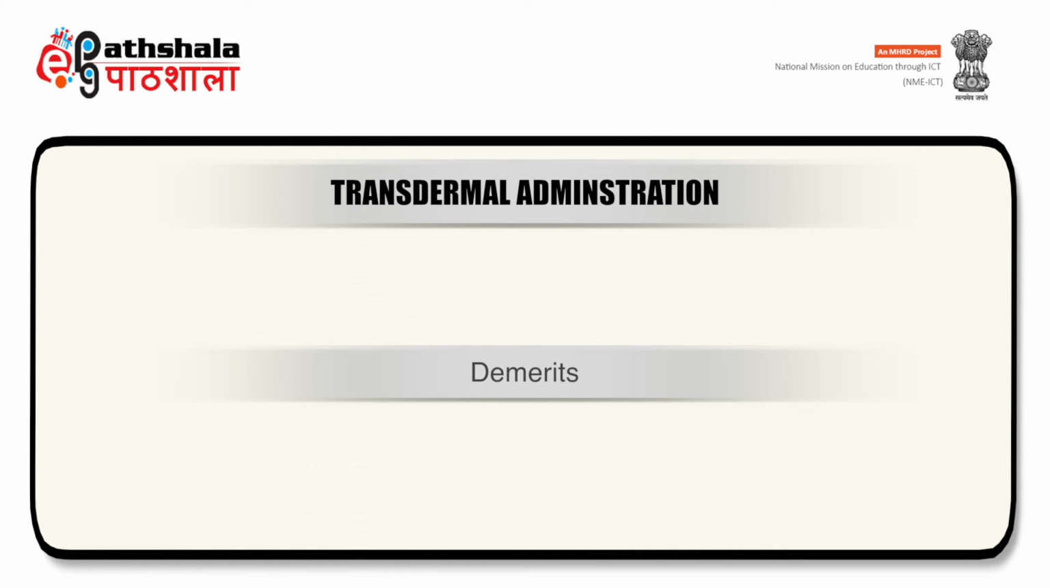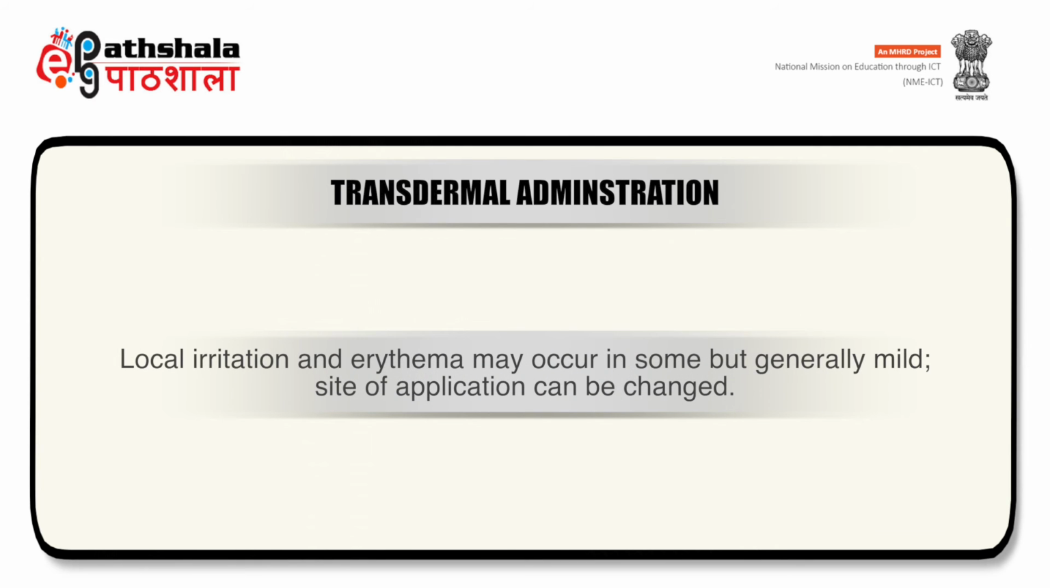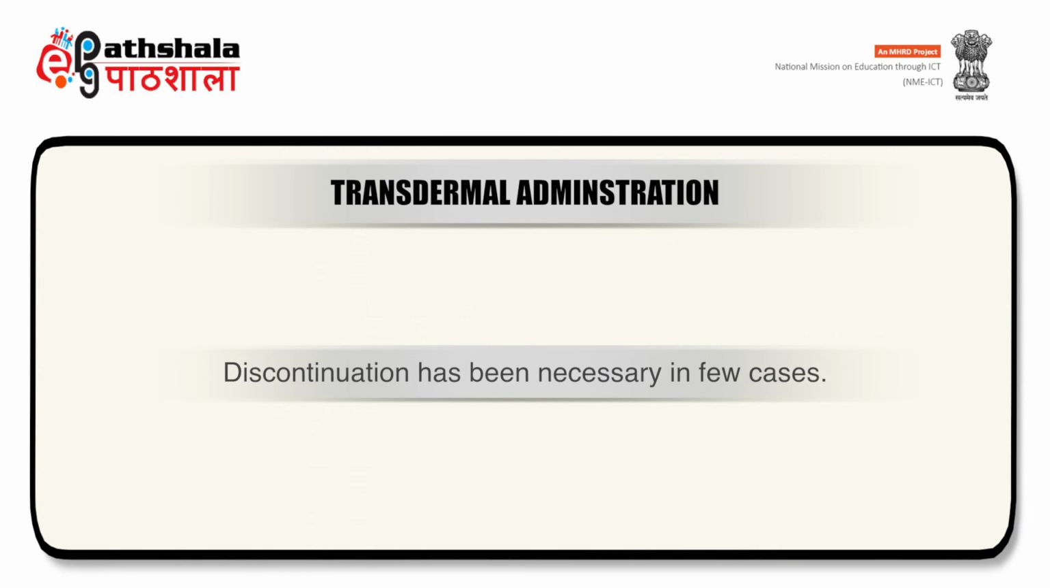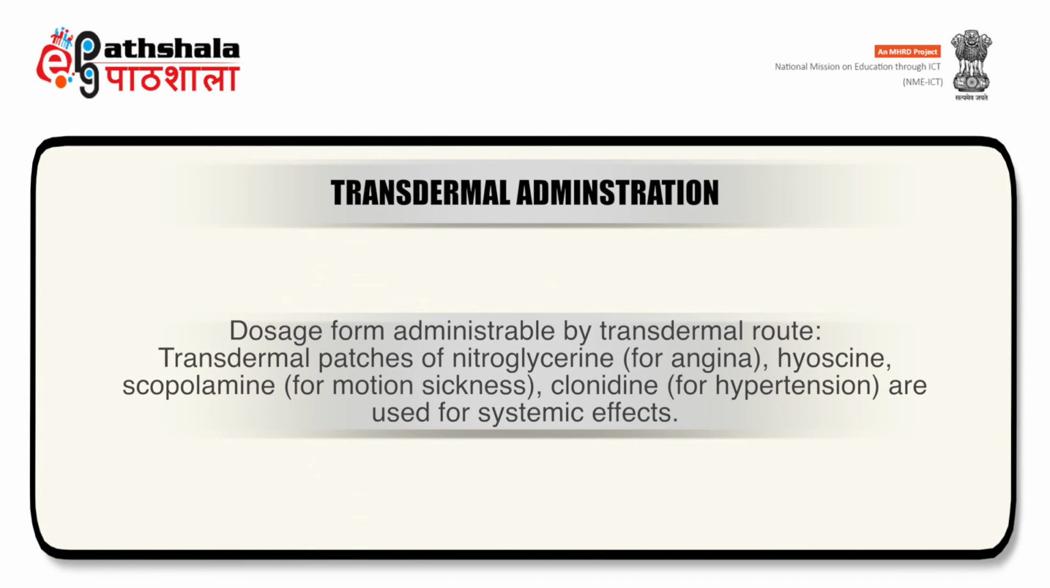The demerits include: transdermal patches are more expensive, and local irritation and erythema may occur in some, but generally mild. Site of application can be changed. Discontinuation has been necessary in few cases. Dosage forms administrable by transdermal route include transdermal patches of nitroglycerin for angina, hyoscine (scopolamine) patches for motion sickness, and clonidine for hypertensive patients. All are used for systemic effects.